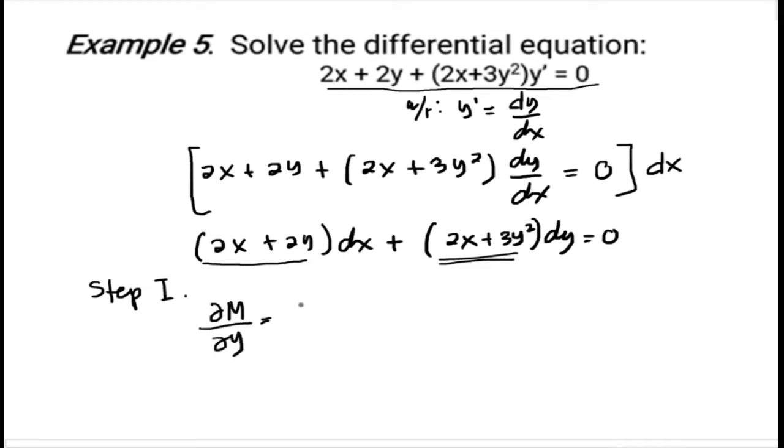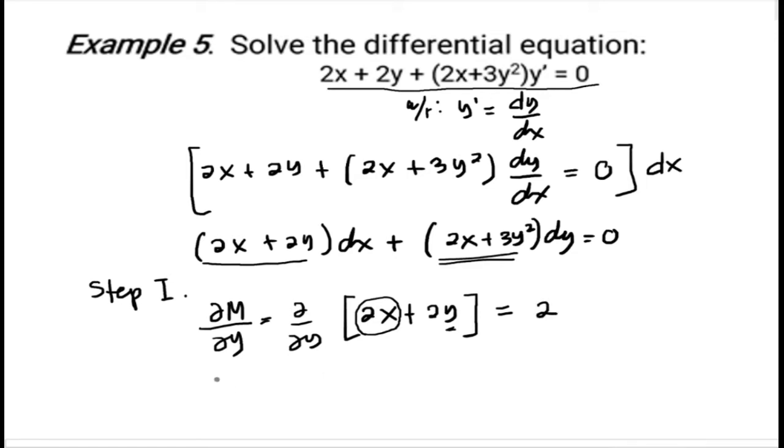And that is the partial derivative of 2x plus 2y with respect to y, meaning y here is the variable. So for the constant 2x, the derivative is 0. And for the derivative of 2y, that is 2.